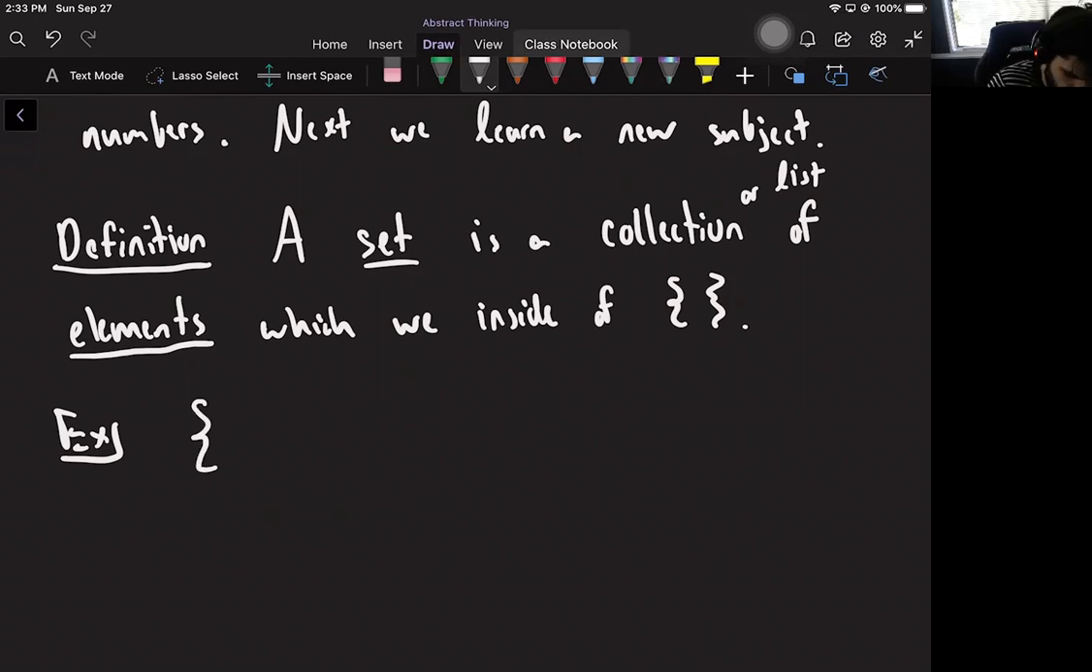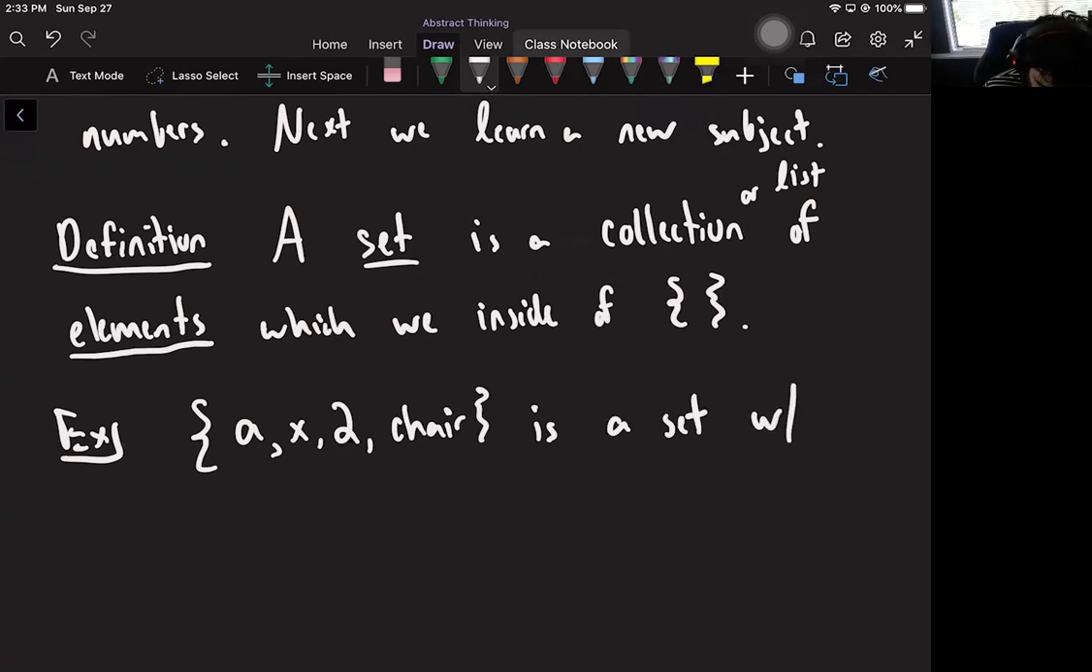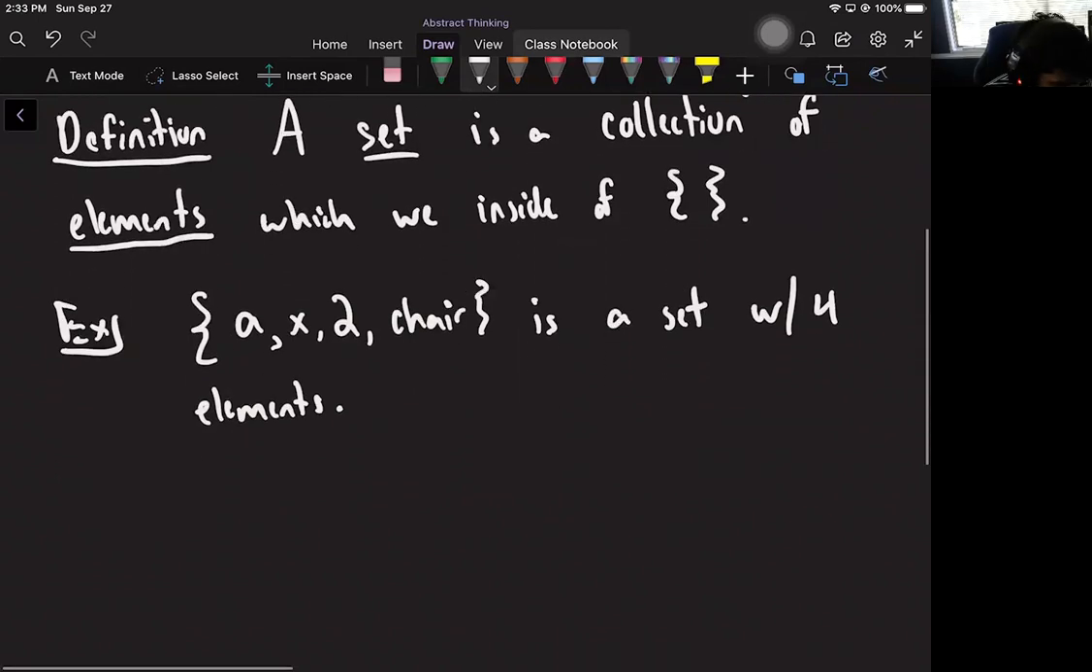So I'll just list some stuff. A, comma, X, comma, the number 2, comma, the word chair. So this is an example of a set. And what we can say about it right now is not much, but we can say it has 4 elements because it's a list of 4 things.